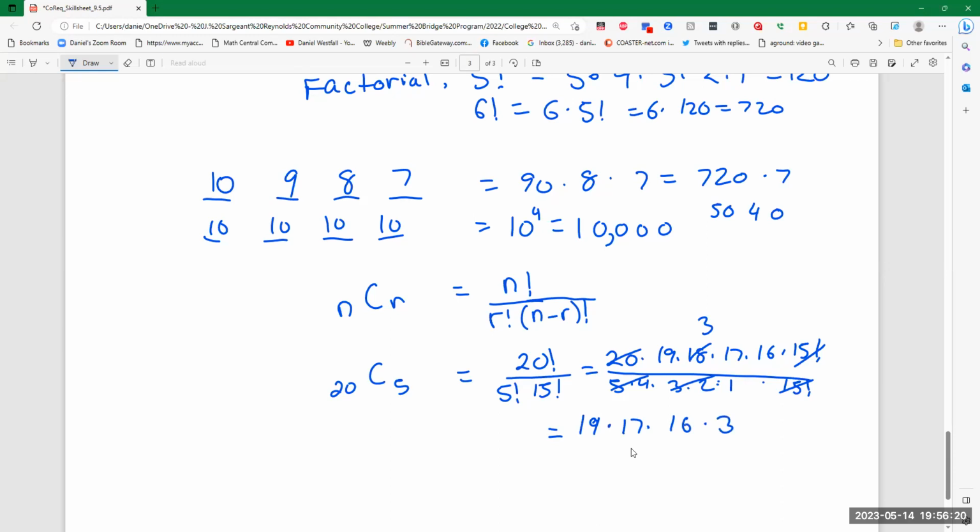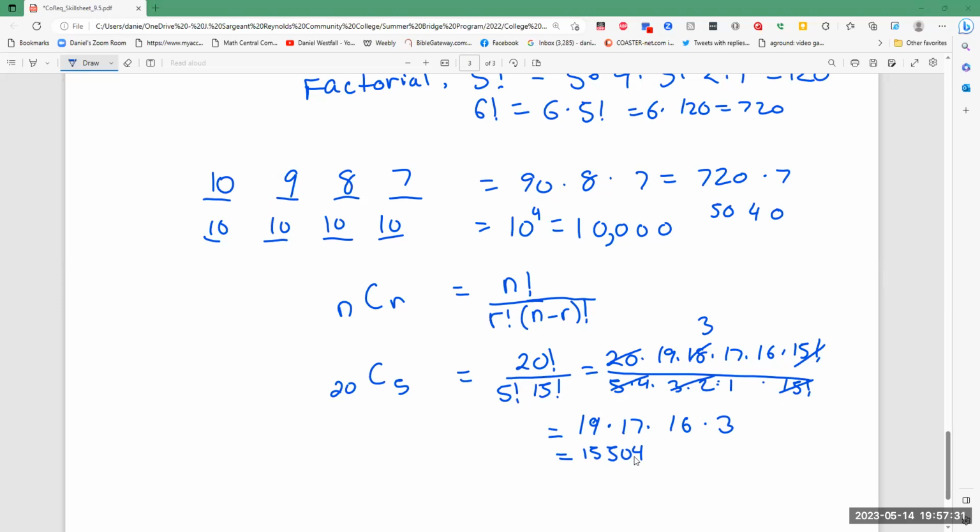I'll leave that for you to figure out in your calculator, or you can give me just 1 second and I'll figure it out in my calculator. So we're going to come back to 15,504 for our answer there. So there's 15,504 ways to choose groups of 5 people where everyone is equal on the committee out of a group of 20 people. That's a lot of choices, right?